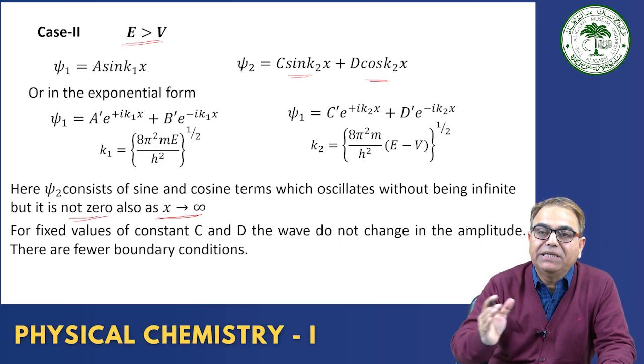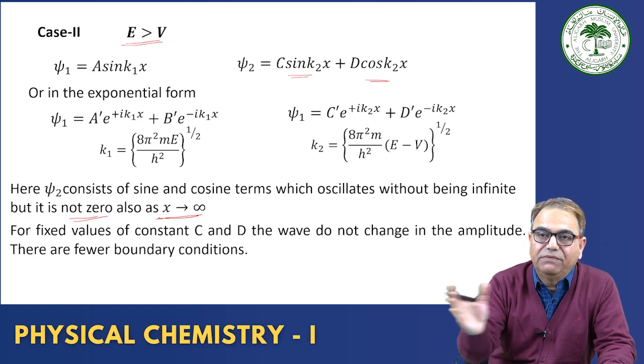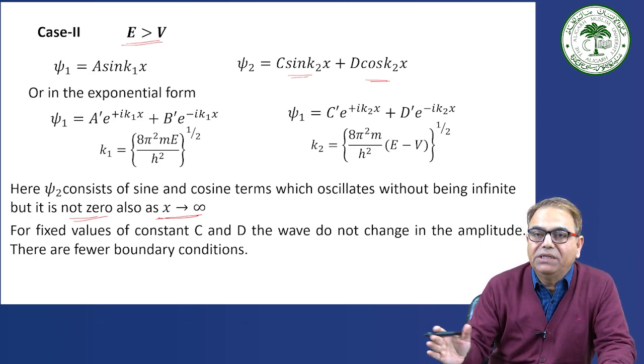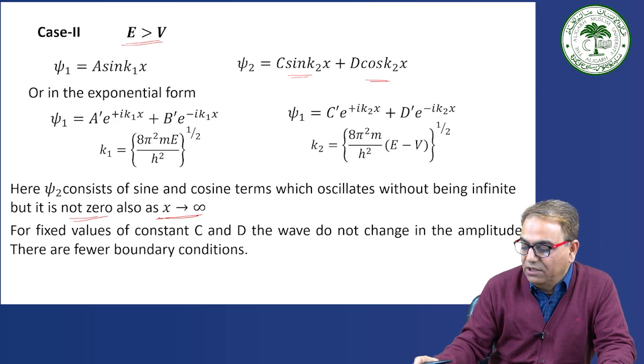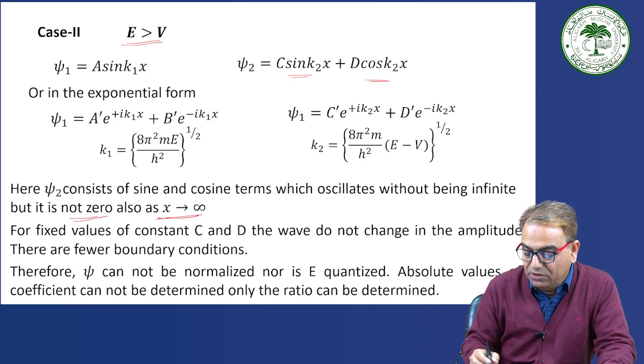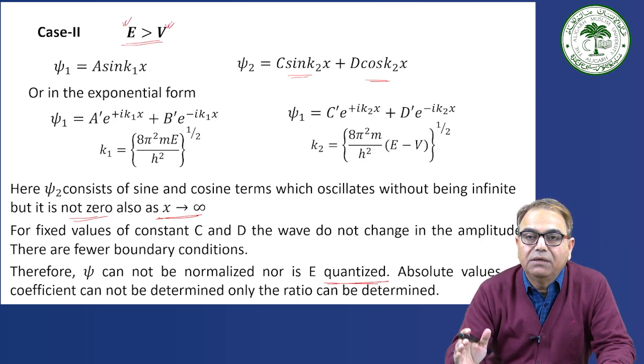This means the particle energy is higher, so the boundary is not able to restrict the particle within the boundary. It will go beyond the boundary, and if it goes beyond the boundary, then there will be no quantization also. So quantization itself is lost. Therefore, psi cannot be normalized, nor is E quantized. So the energy value is not quantized in this case, when the energy of the particle is greater than the potential energy across the boundary.